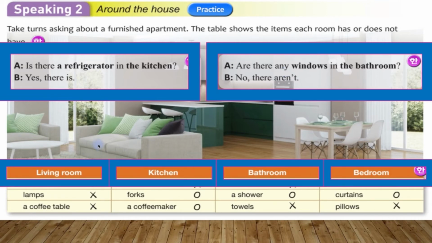Yeah, lots to remember. Oh, my head. Okay, I'll try. But we're almost done. Are there any lamps in the living room? No, there aren't. No, there aren't any lamps in the living room. Yonghee, are there any forks in the kitchen? Yes, there are. Good.